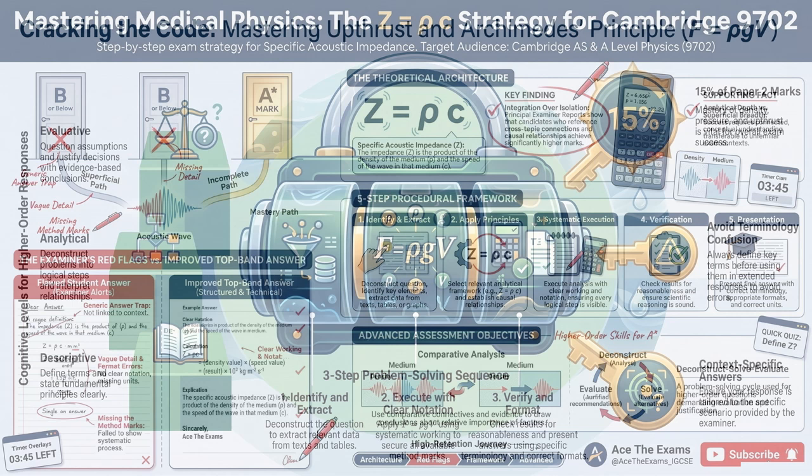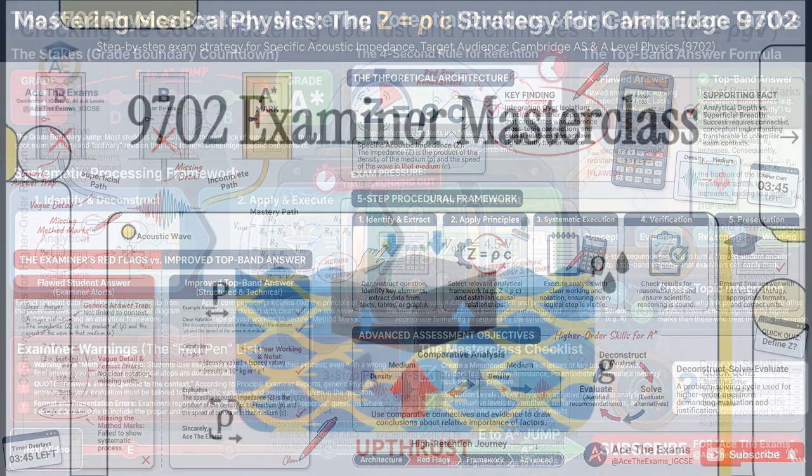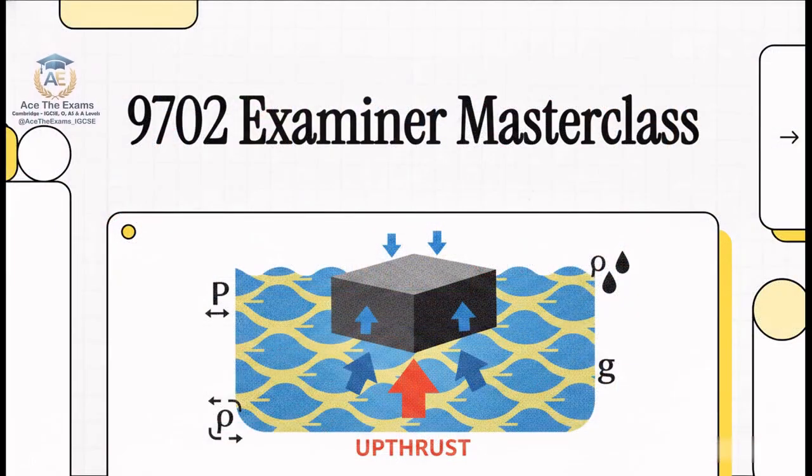A submerged object experiences upthrust. But here's the real question. Does the pressure difference cause the upthrust, or does the upthrust create the pressure difference? If you just said the upthrust creates the pressure, well, you just fell into the exact trap that costs thousands of students their top grade every single year.